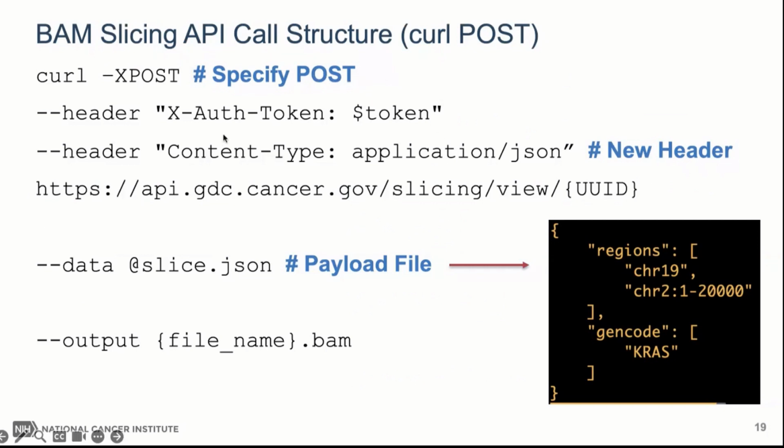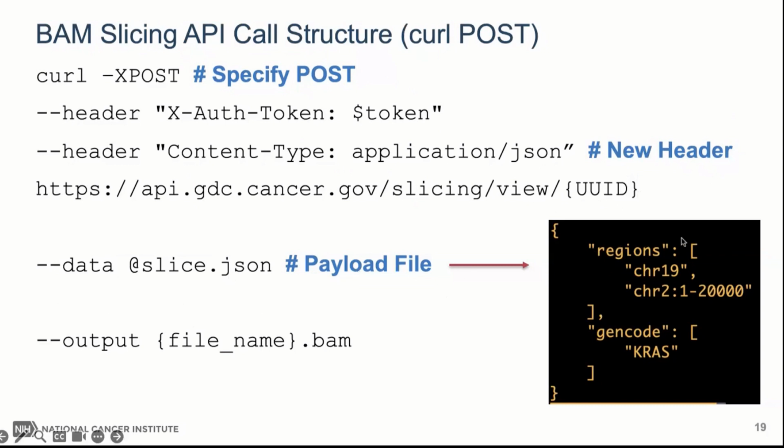Token is the same. Another header is added that specifies that the data that you'll be posting is in JSON format. So it's content type application/JSON. After the header and the UUID, and the UUID is the same except it won't have the parameters at the end. You would pass the data parameter, and this is the payload file.